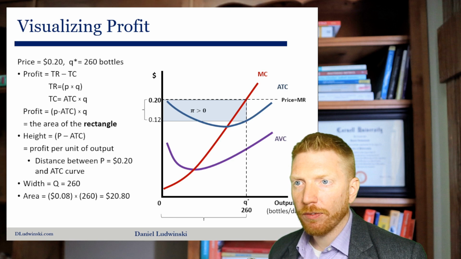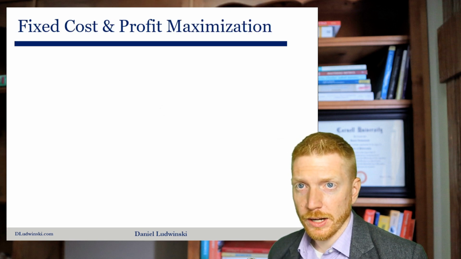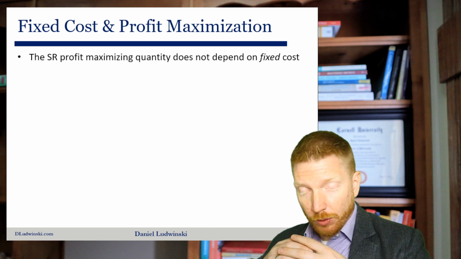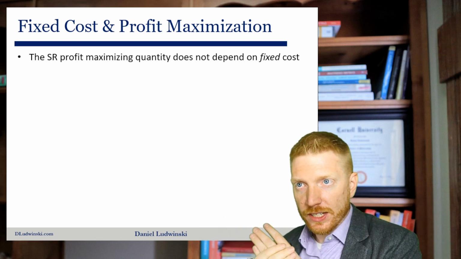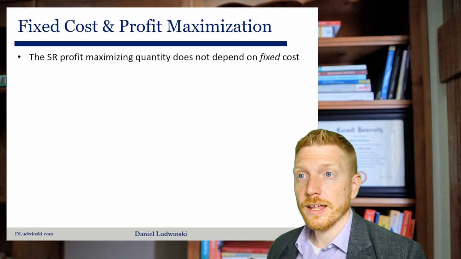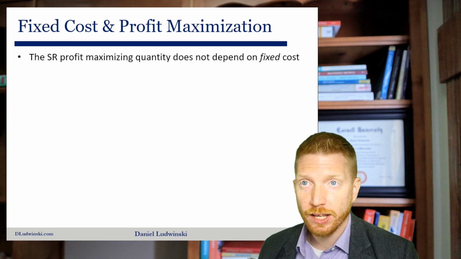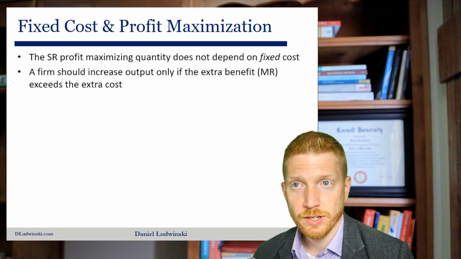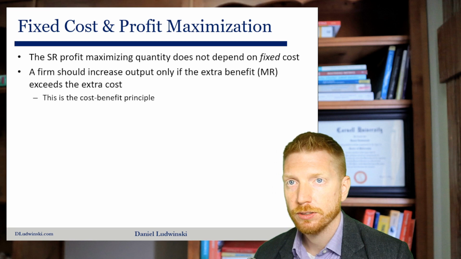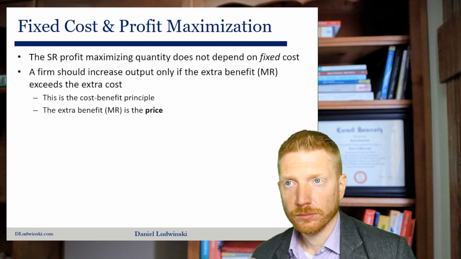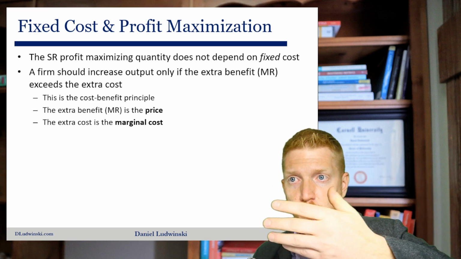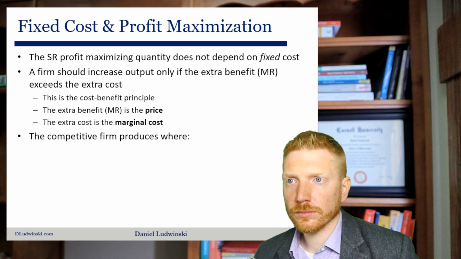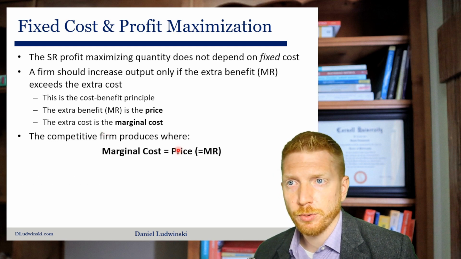Now, when we're thinking about profit maximization, we're thinking about finding that quantity. But when we're thinking about the short run, we can't change fixed cost. Fixed cost is fixed. It doesn't change with output. Therefore, that short run profit maximizing quantity doesn't depend at all on fixed cost. We're only looking at the margins, marginal benefit, which is marginal revenue, versus marginal cost. This is our cost benefit principle. Is that extra revenue, is the price, worth forgoing that extra marginal cost? So we're going to choose that point where marginal cost equals price.